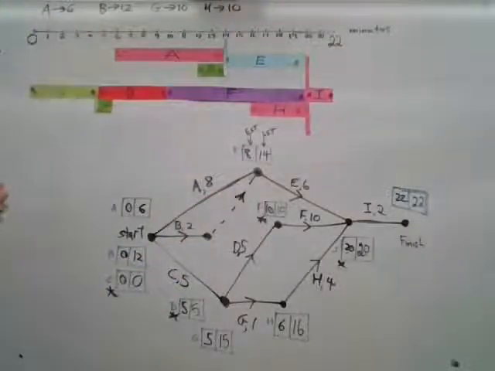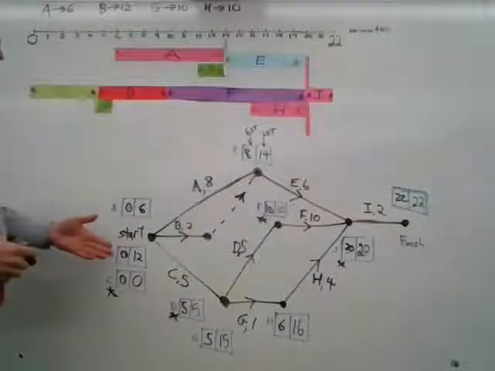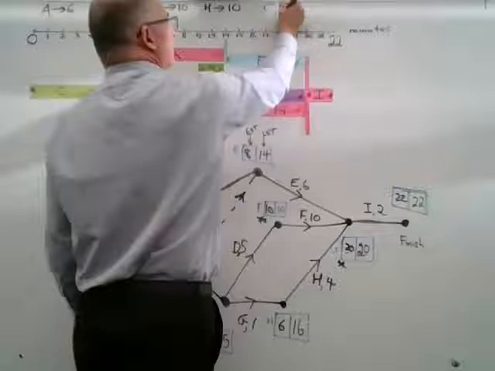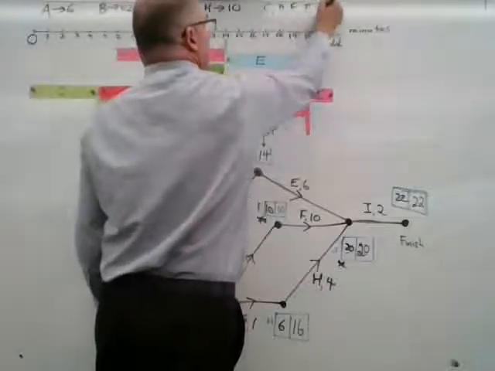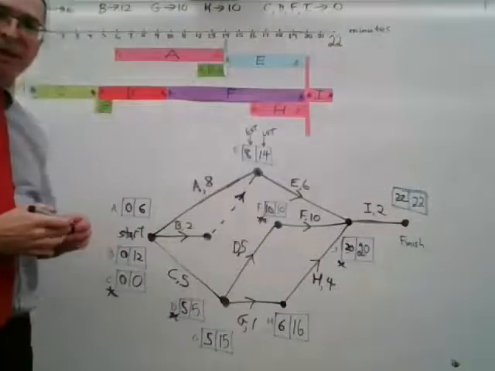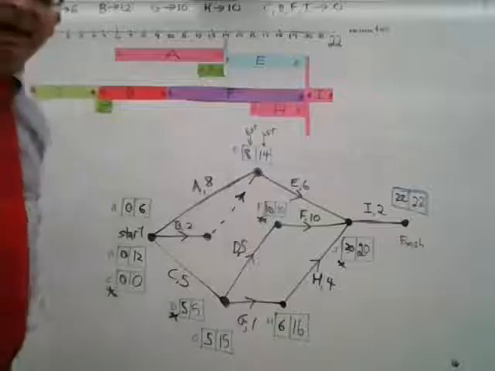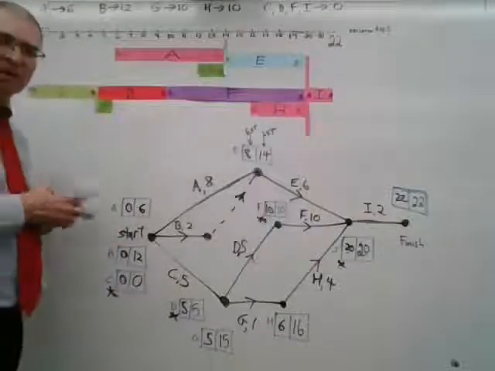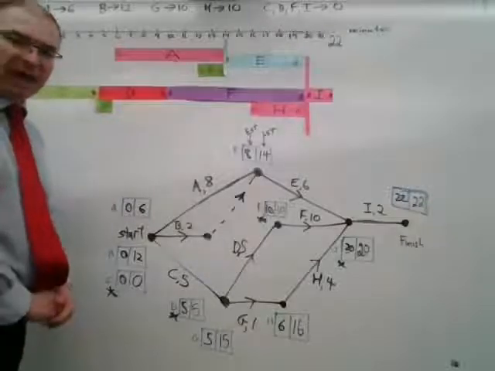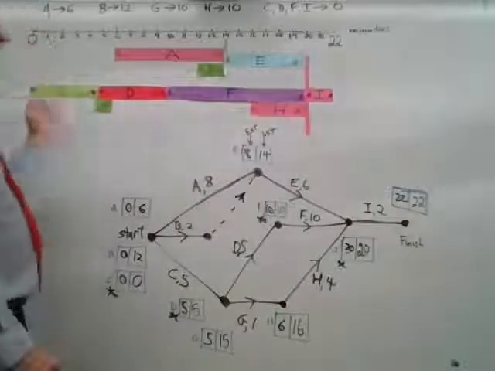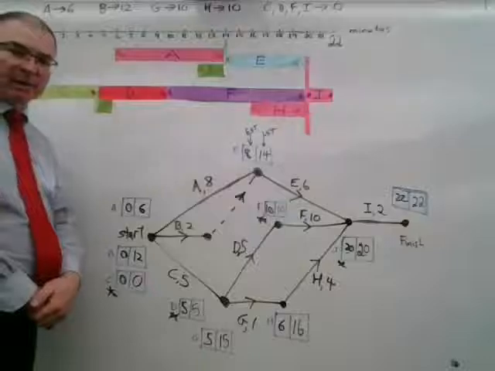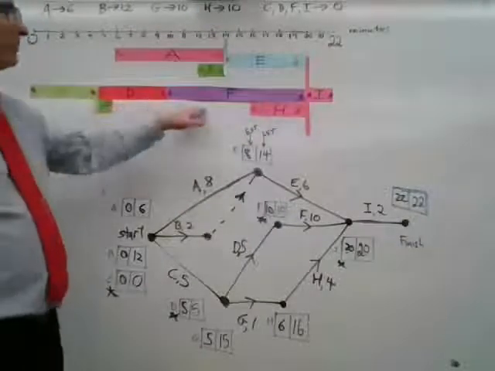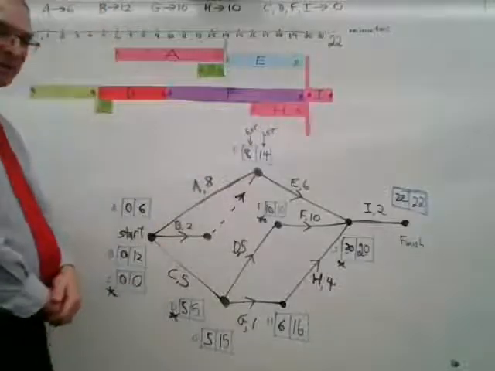And all the other activities, C, D, F, and I, have float times of 0 because they are critical activities and they make up the critical path. The critical path is going to determine the minimum time the project will take. And the minimum time this project took is 22 minutes because that's the sum of all the times that the critical activities take.